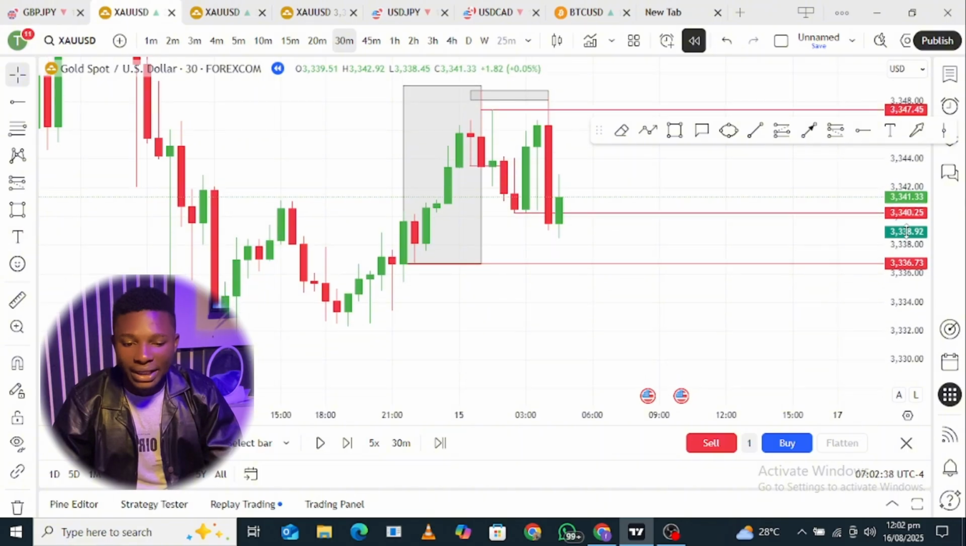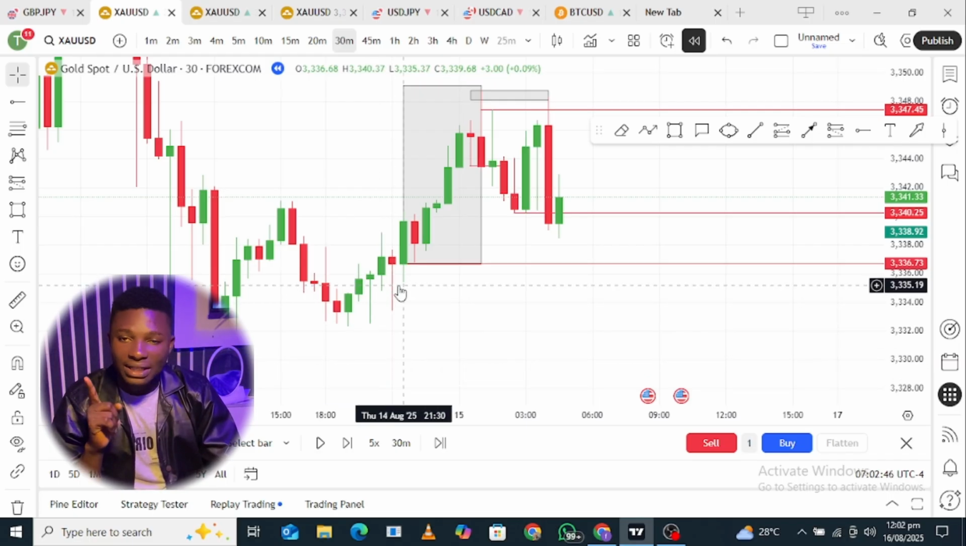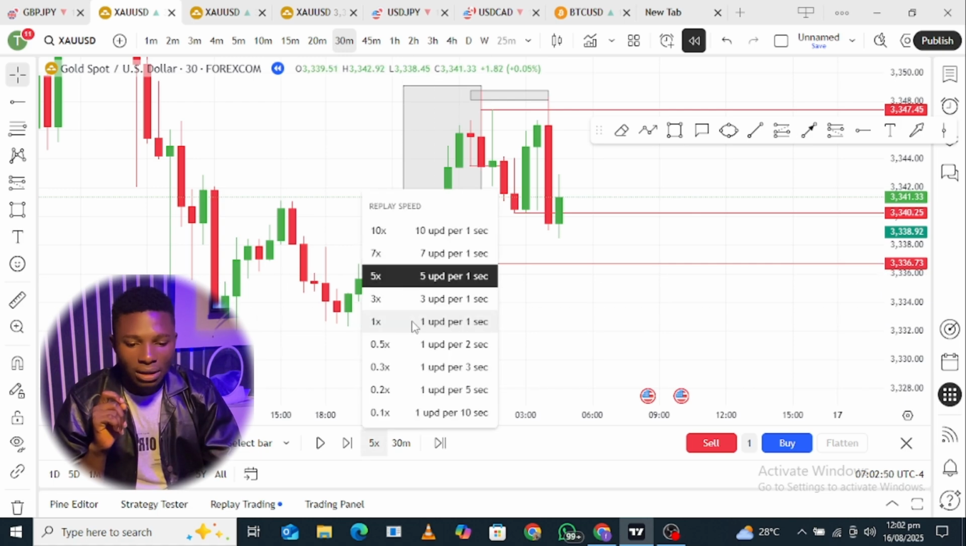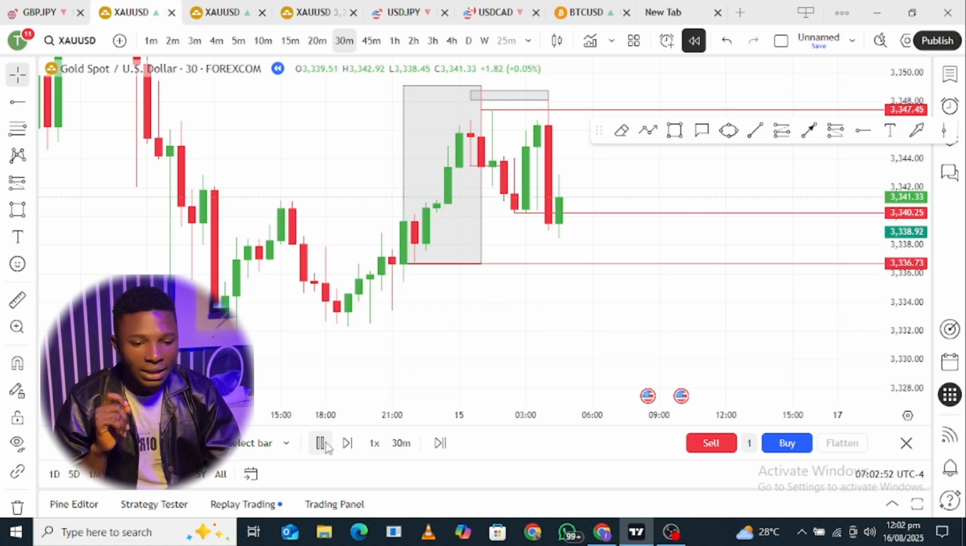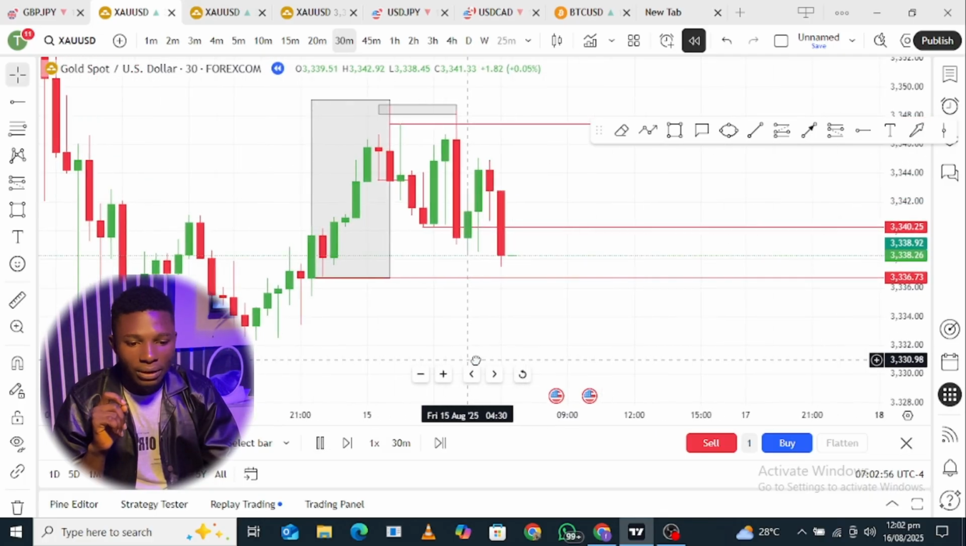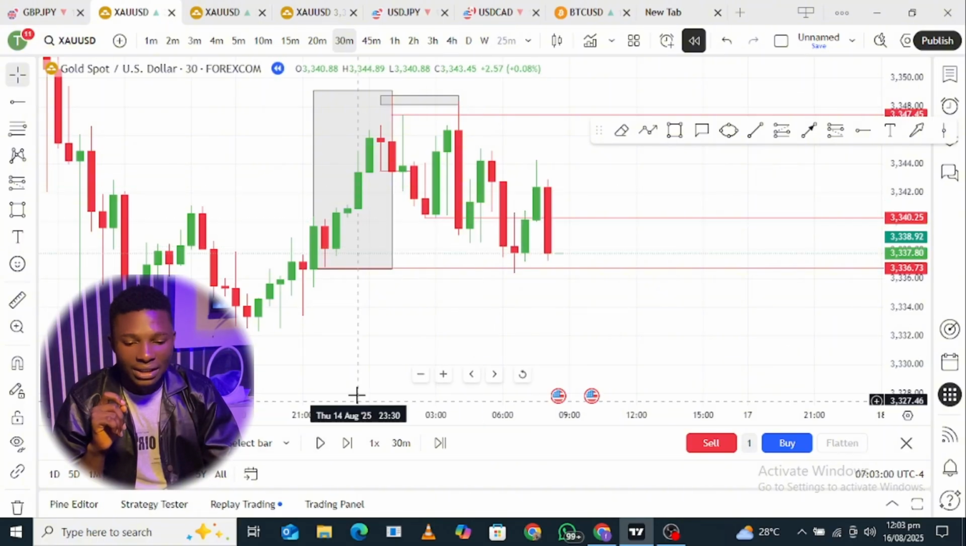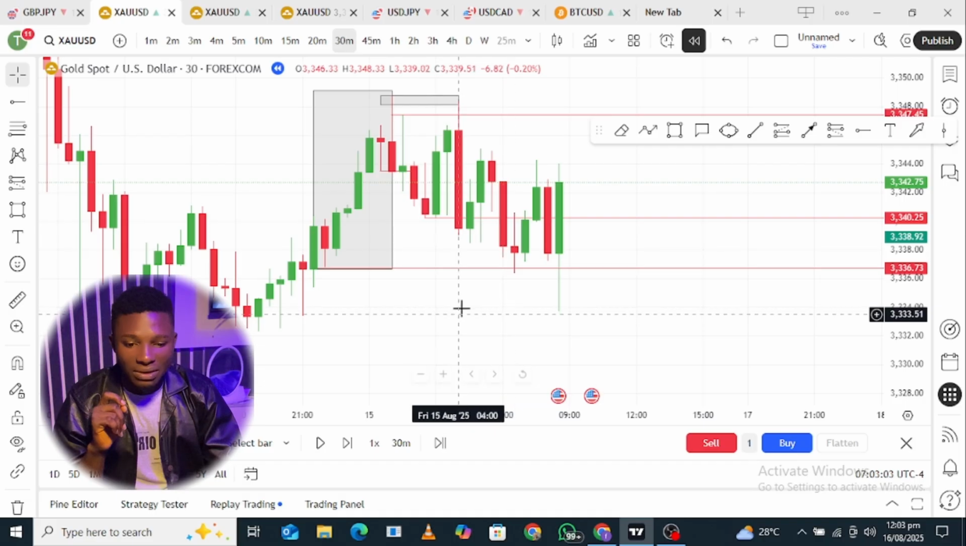If price ends up breaking this, that means you are not dealing with inside this particular range anymore. You are dealing with outside the range. I don't know how to explain this so that you guys can understand, but let me just play out the market. Let's see if price ends up breaking it. Price is still going up. Okay, price came down. So right now, price ended up breaking this particular range. Can you see?